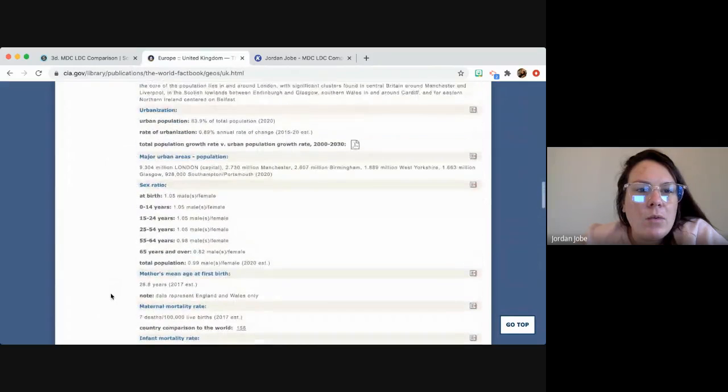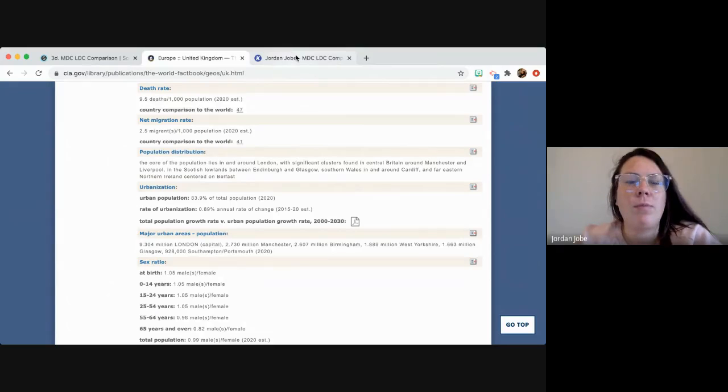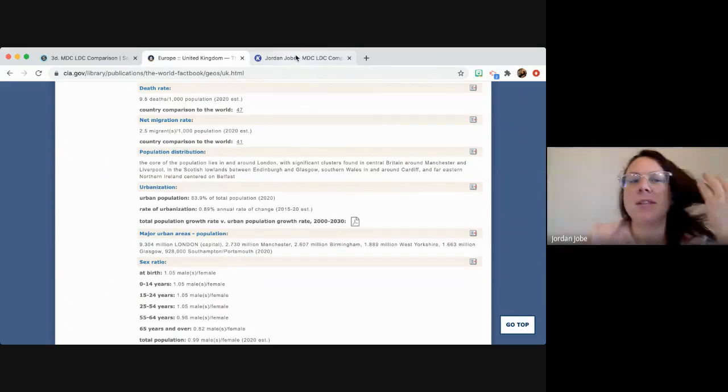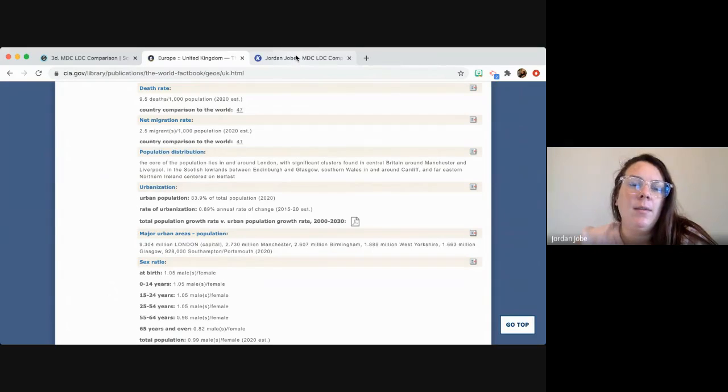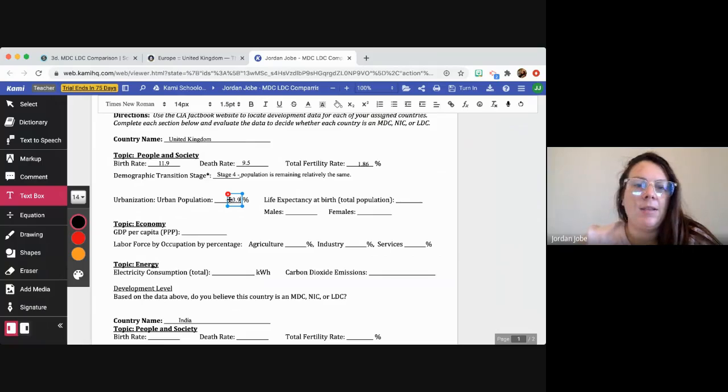Okay. Here we go. Urban population percentage. What percent of the population lives in urban centers? 83.9. Okay, so roughly 84% of the population in the United Kingdom live in a city.